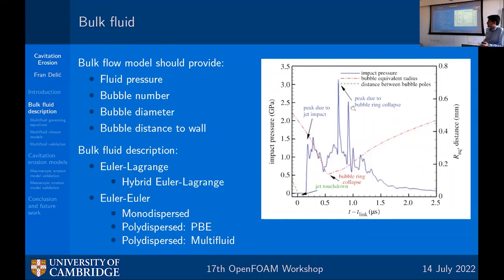So because of that, we can describe the fluid in two main descriptions, an Eulerian Lagrangian description. However, this is not applicable because, again, we have millions of bubbles. So it just wouldn't be feasible to do it.